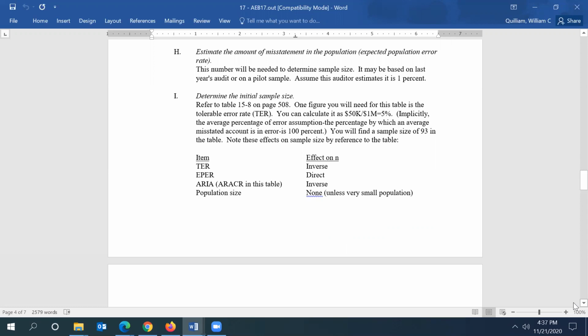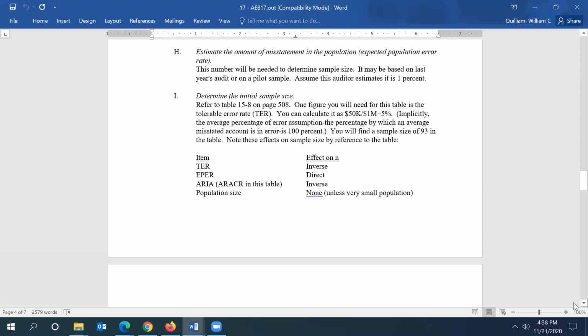Now we need all those to determine the initial sample size. And we'll refer to table 15.8 on page 508, same thing that we saw before. One figure you'll need for this table is the tolerable error rate. You can calculate that as follows. Take tolerable misstatement of 50,000, divide by the population book value of 1 million to get 5%. So we're willing to accept up to 5% of error in accounts receivable and still say they're okay. So that's how much error rate we'll tolerate.